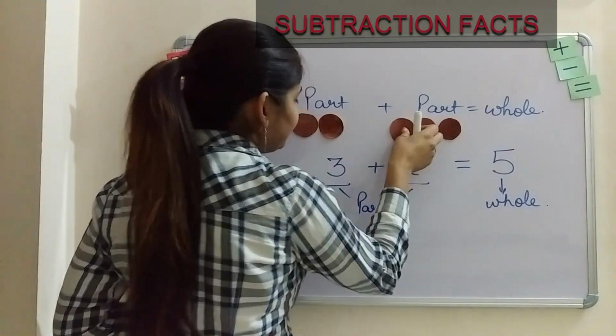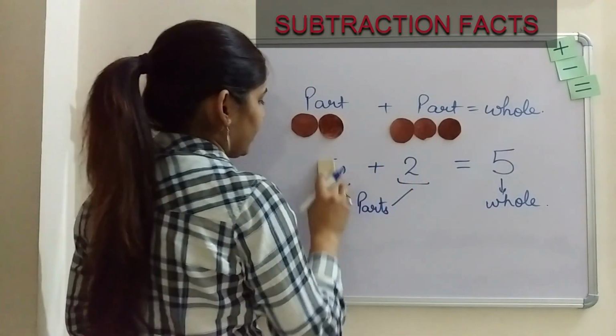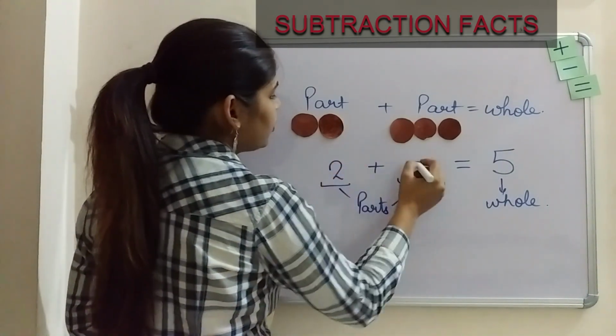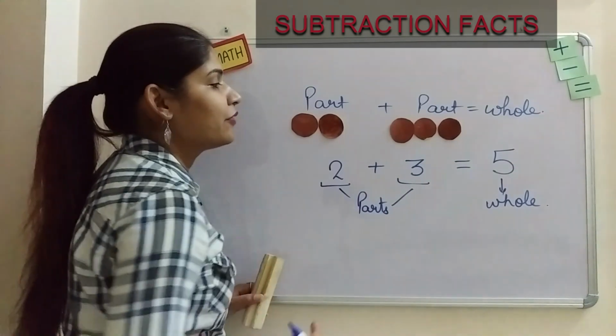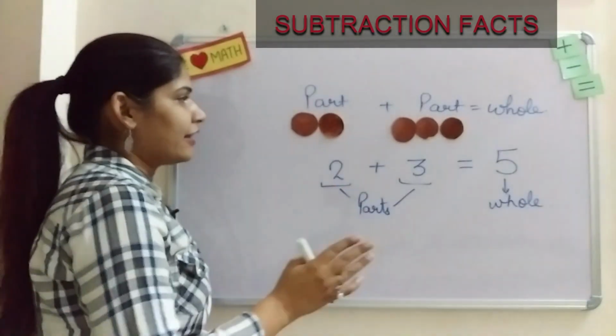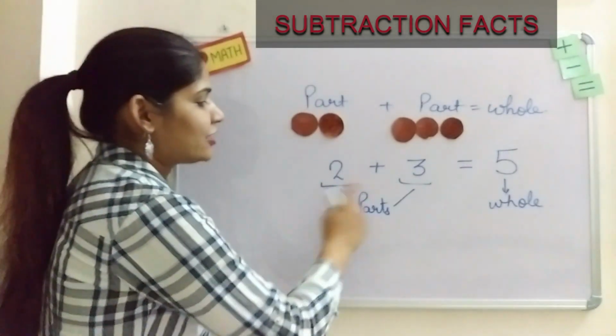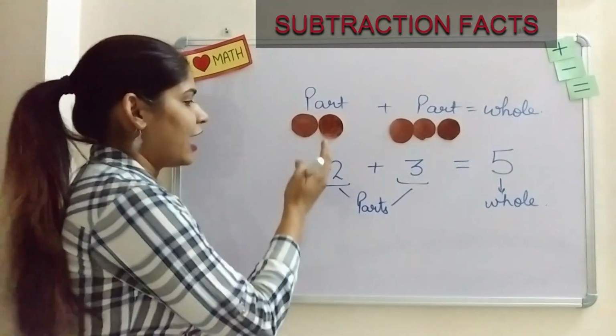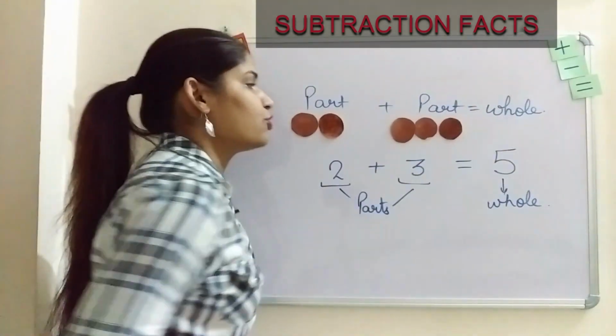If we interchange the places, if we do 2 plus 3, again we will get the same answer. So in this equation we can interchange the position of the parts. So according to addition fact, we have part plus part equals whole.